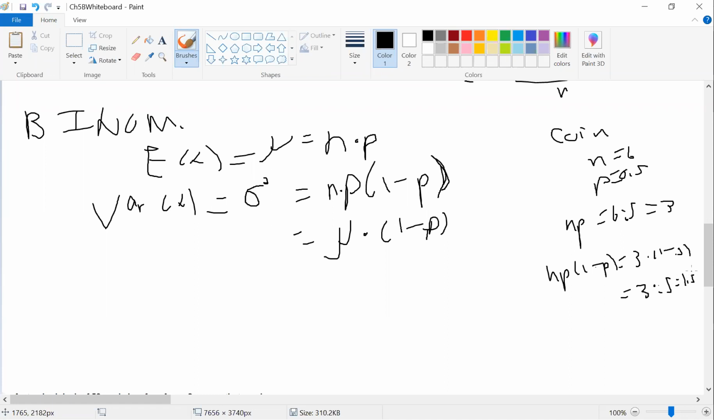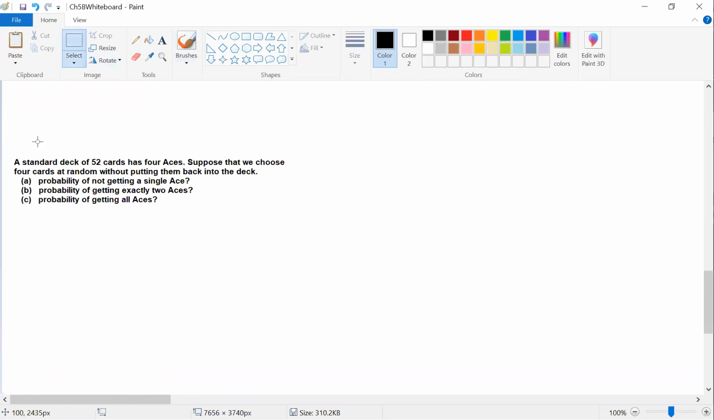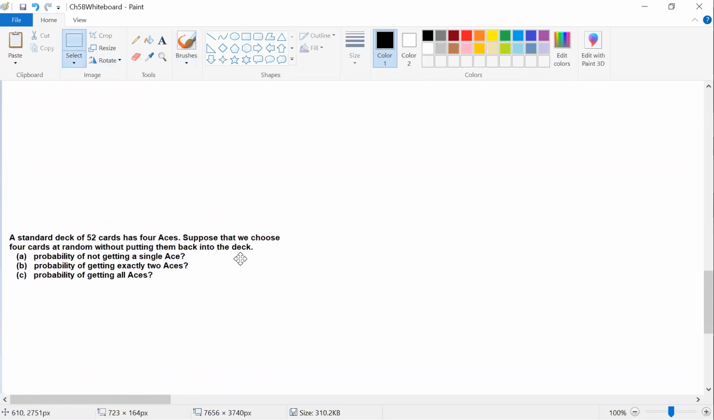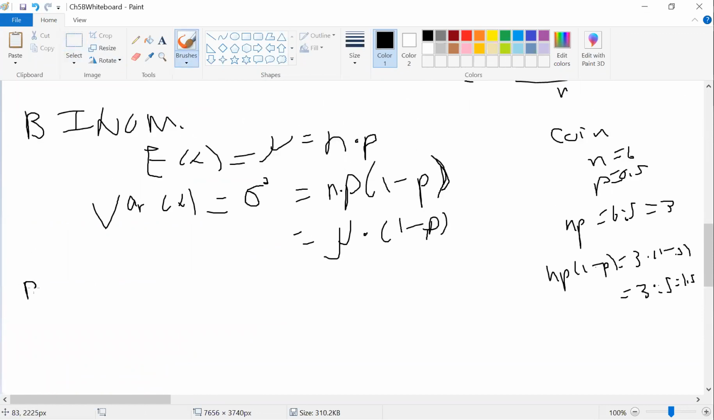Actually, it does get easier. Let's move this down a little bit. Let's make things even easier. Now, let's do the Poisson distribution.